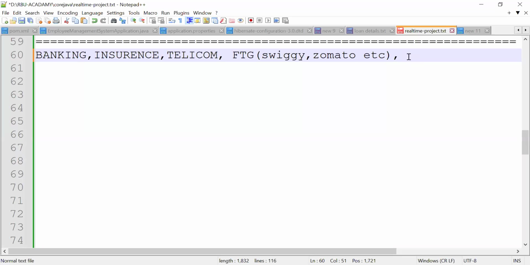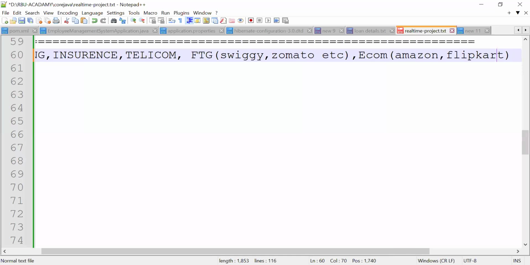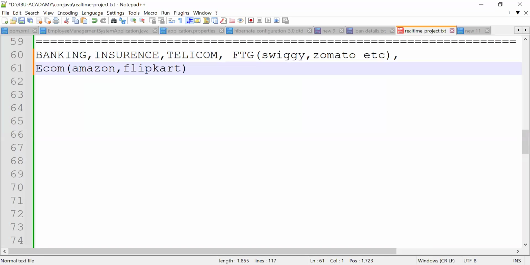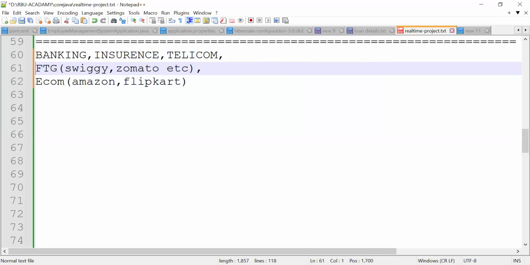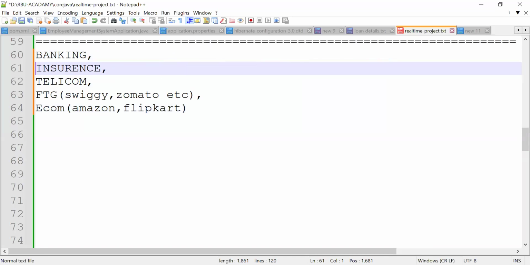Anything else coming into your mind? E-commerce. Exactly. How I missed it. Yeah. E-commerce applications like your Amazon, Flipkart. Again, they will have a lot of business. Interesting domain to learn, right? E-commerce is a very interesting domain to learn.